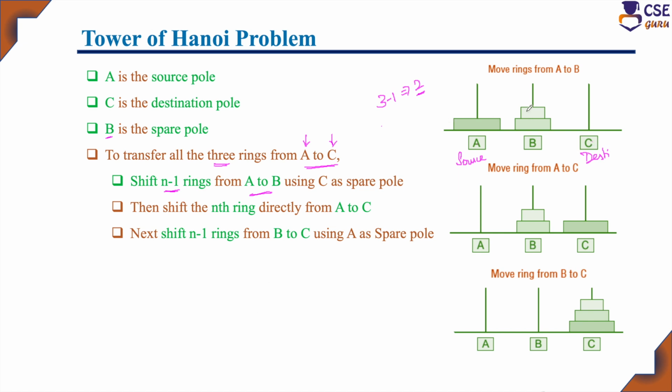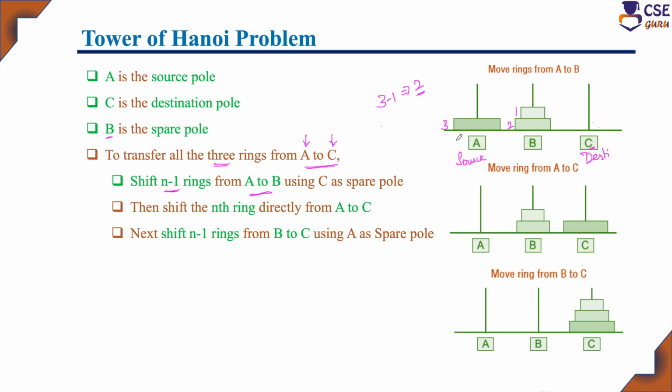So what we have to do? First, the smallest one you have to place in pole C. Next, the second one we will place in order. This is ring 3, ring 2, ring 1. The first ring, number 1, is initially placed in pole C, ring number 2 is placed in B, and next ring number 1 is again placed in B. Now we have placed them in order in pole B. So this is the first step: shift n minus 1 rings from A to B using C as the spare pole. Here the intermediate pole is C.